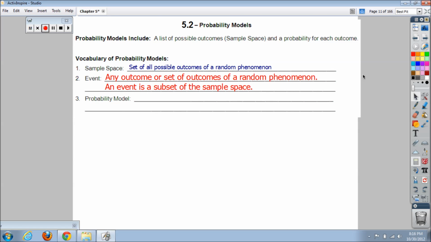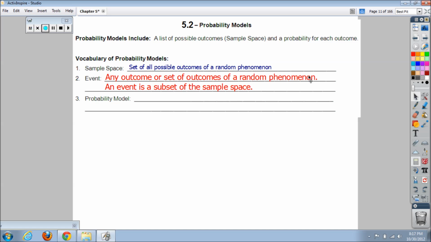Now, an event is any outcome, or it could be a set of outcomes, multiple outcomes, of a random phenomenon. An event is a subset of the sample space. It's a part of the sample space. So if we were talking about rolling a die, an event could be rolling a 2. It could be rolling a 6. It could be rolling an even number. And an even number is a set of outcomes because we're really talking about 2, 4, or 6. And 2, 4, and 6 are elements of the entire sample space.